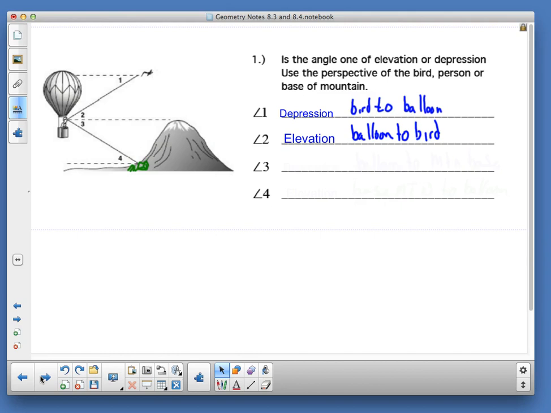Now what I'd like you to do is answer the last two. And let's pretend that this green person, my green person, is just hanging out on the bottom of the hillside or the base of the mountain, you know, got an angle of elevation going on there. Just thought I'd tell you. Go ahead and fill in the other two, 3 and 4. Look at angle 3, look at angle 4. Make a determination. It's either angle of elevation or angle of depression.